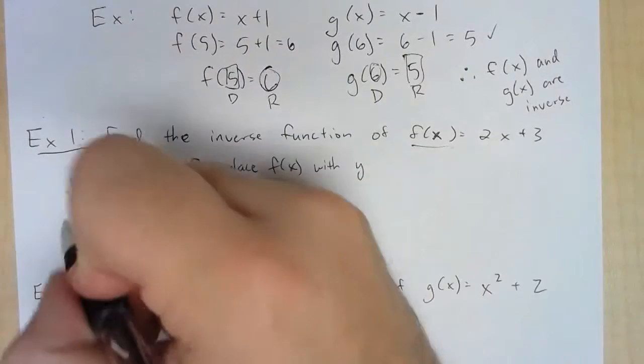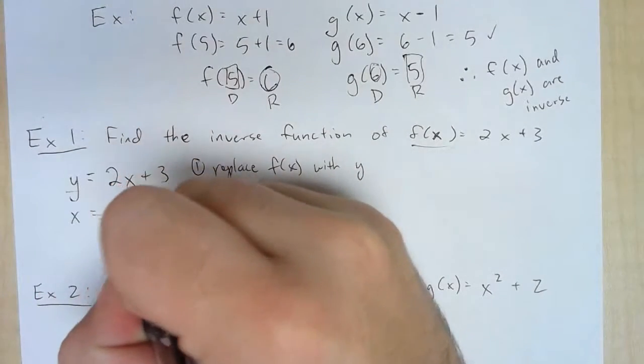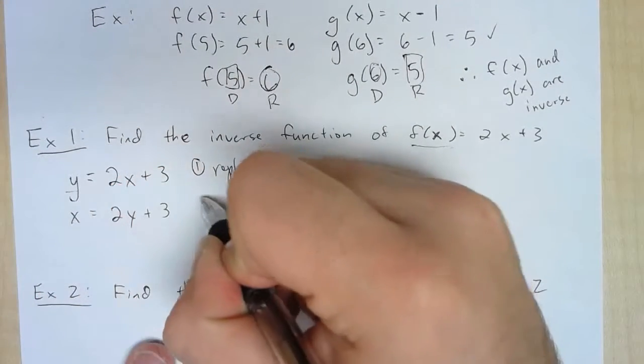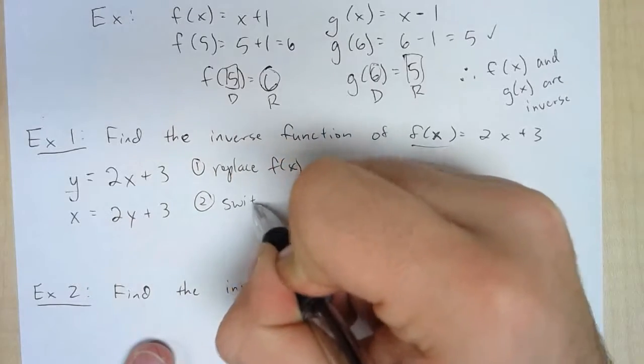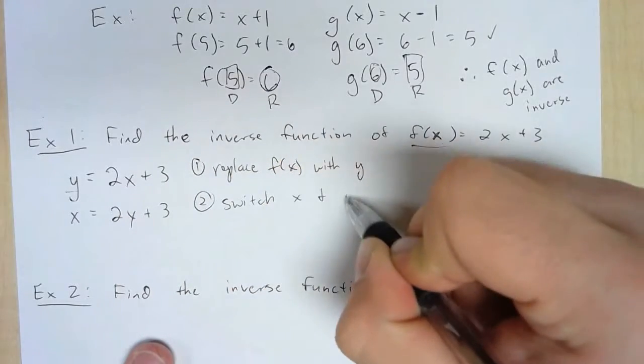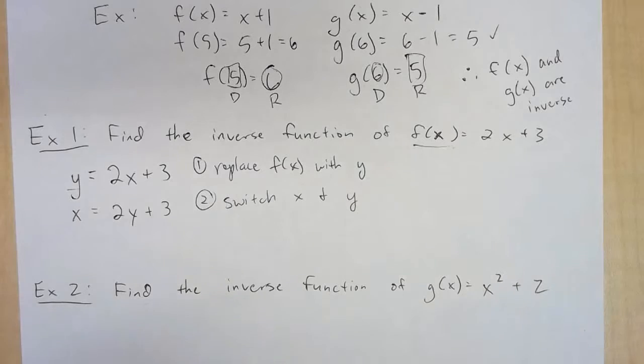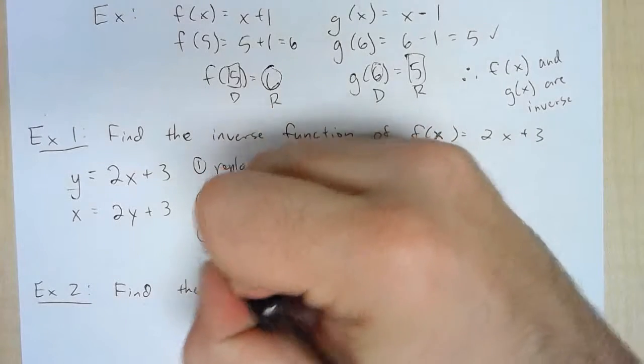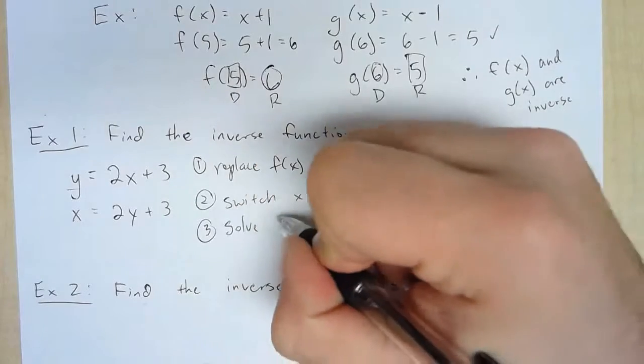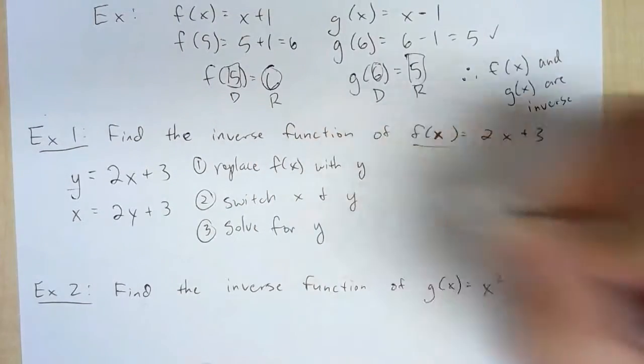Step 2 is you're going to switch x and y. We're going to switch x and y spots. So wherever there's an x, you write y, and wherever there's a y, you write x. And in step 3, and this is the hard part, we need to solve for y.